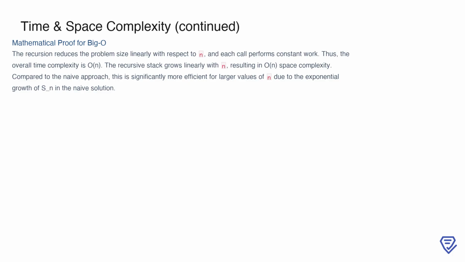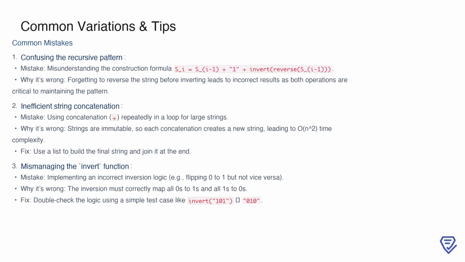Compared to the naive solution, which suffers from exponential growth due to explicitly constructing S_n, this approach is vastly more efficient for large n. This efficiency stems from avoiding the memory and time costs associated with storing or generating the full binary string, making the recursive solution far superior for this problem. Let's start by addressing some common mistakes that can arise when solving this problem.